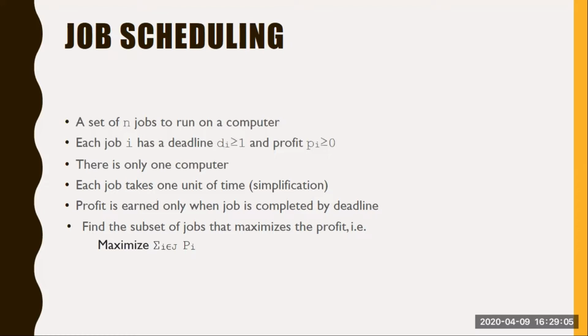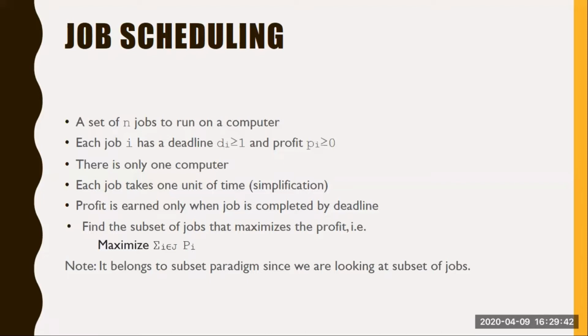Otherwise, the client may be unhappy with you and might reduce the amount of profit that you get. So the basic concept here is to find the subset of jobs that maximizes the profit. How best can you prioritize your jobs to finish the maximum amount of work within a limited period of time? That basically talks about maximizing the sum of pi over i belonging to J. This is called the objective function for this job scheduling method.